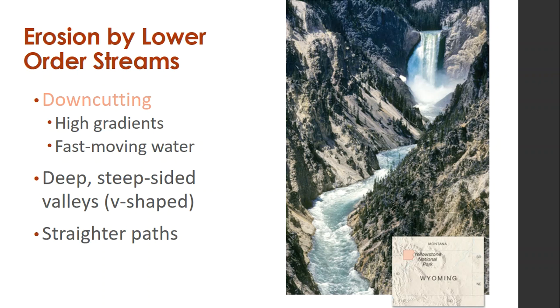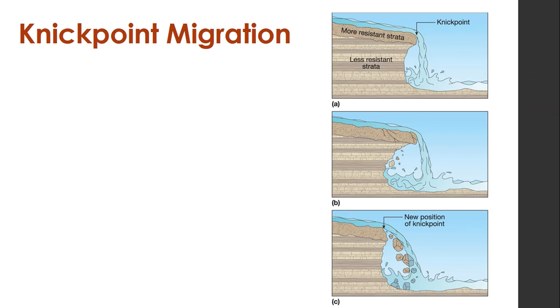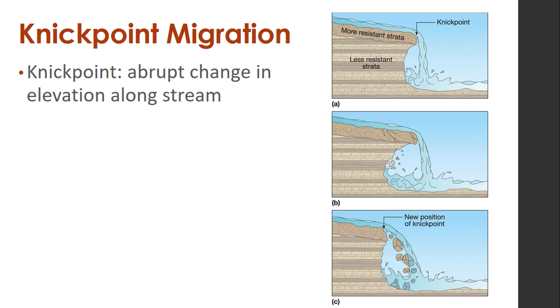They tend to flow in straighter paths too, because they are primarily pushed by gravity. So they are going to flow pretty straight. We also get something called Knick Point migration. And so this is how a waterfall moves back over time and erodes.